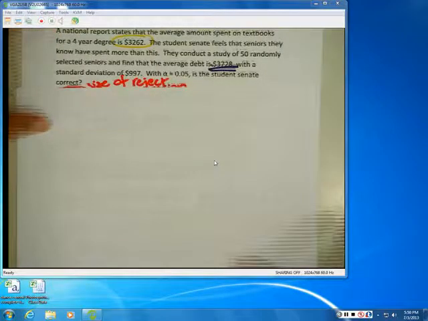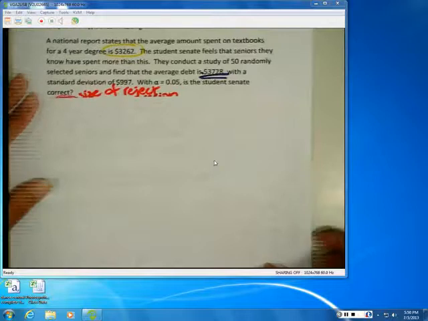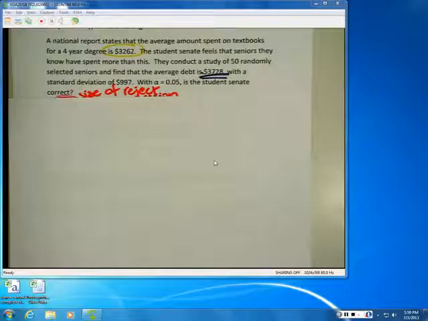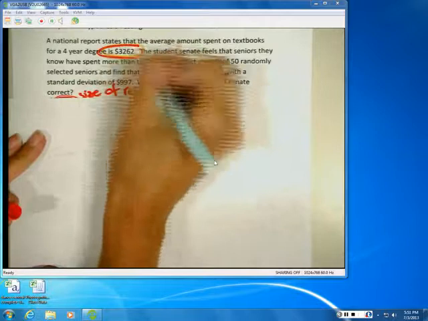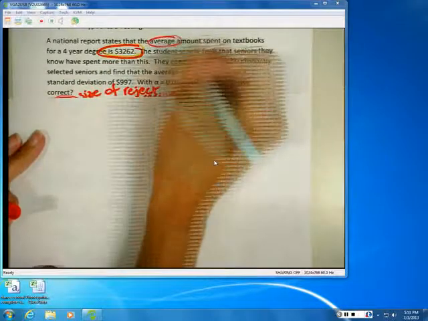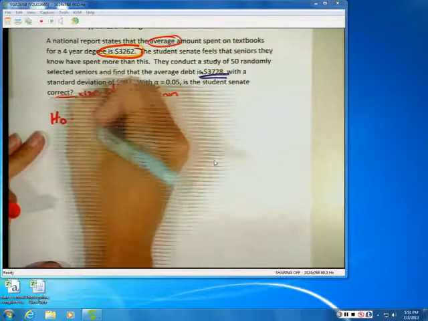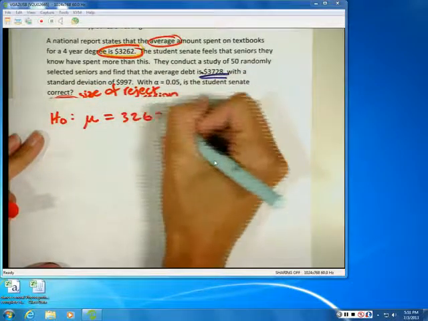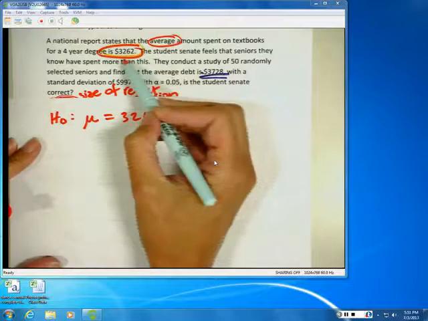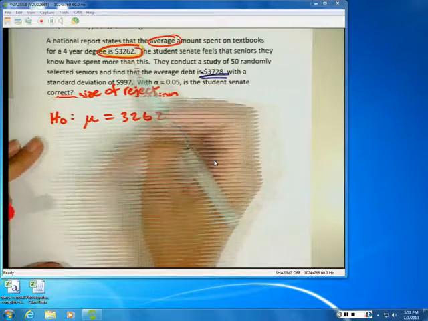Okay, so this one says a national report states that the average amount spent on textbooks for a 4-year degree is $32.62. The Student Senate feels that seniors they know have spent more than this. So already we've got our hypotheses. The report states that the average is 32.62, so that's our null because of the equals. I use that number from the national report, not my sample, for the hypotheses, both of them.